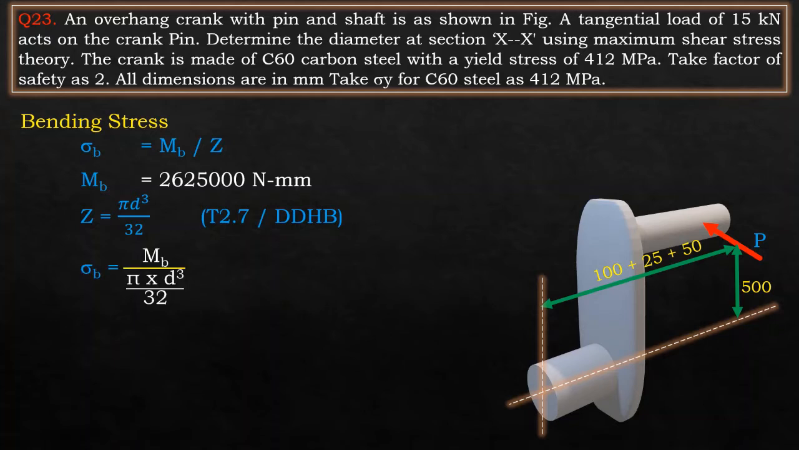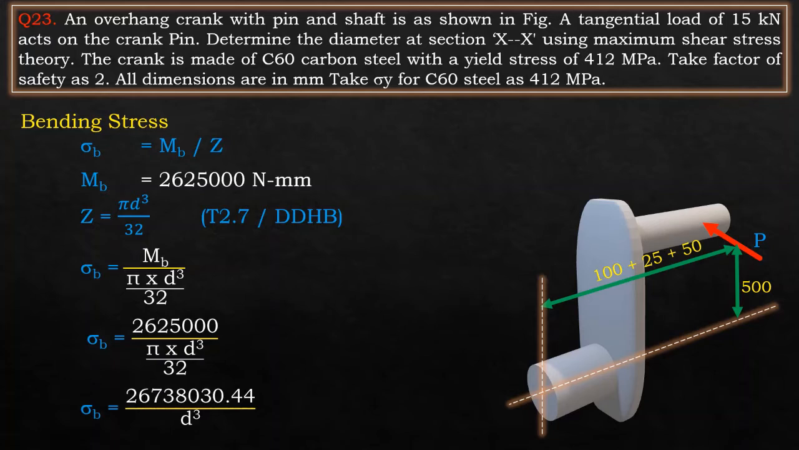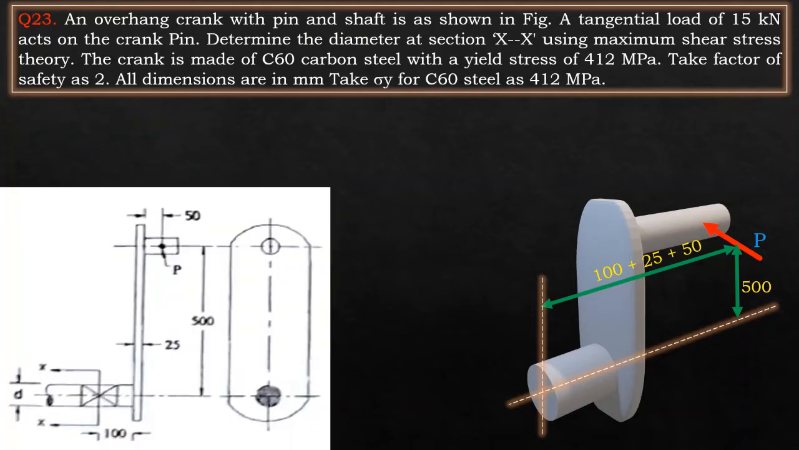By substituting the values of Mb, we will be getting the bending stress in terms of d, because we need to find the diameter of the shaft. So we will be getting the value of sigma b in terms of d cube. Let us now find the torsional stress because of this load of 15 kilonewtons.